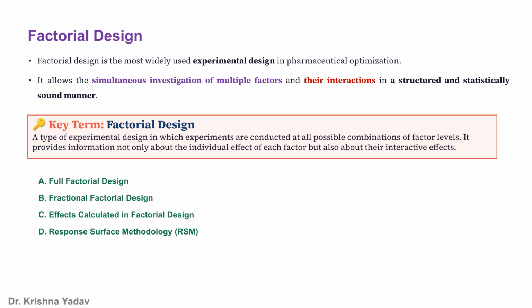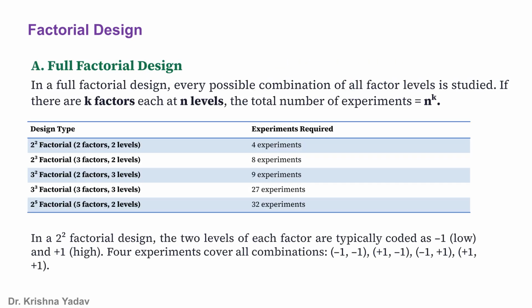Factorial design is the most widely used experimental design in pharmaceutical optimization. It allows for the simultaneous investigation of multiple factors and their interactions in a structured manner. A factorial design investigates all combinations of factor levels. In a full factorial design, if there are k factors, each with n levels, the total number of experiments required is n to the power of k. For a two-level, two-factor design, 4 experiments cover all combinations, typically coded as -1 and +1.